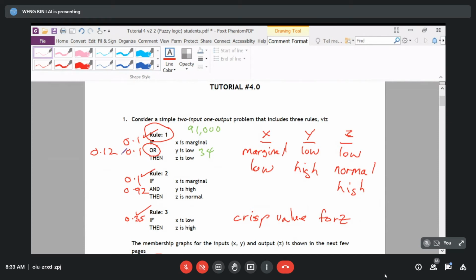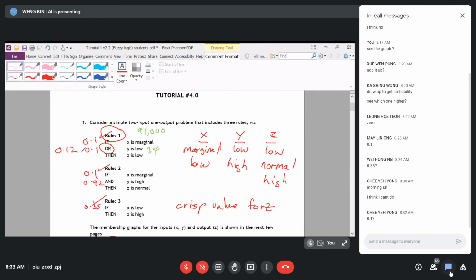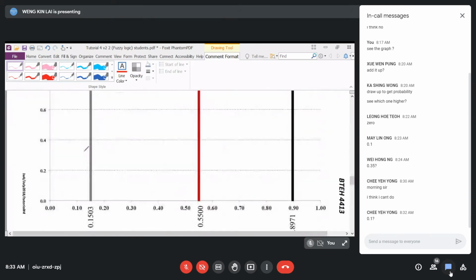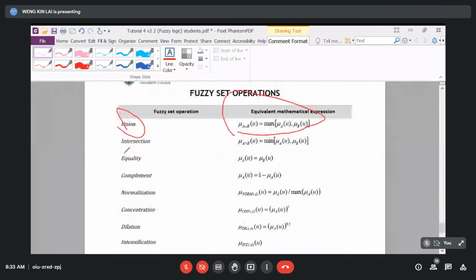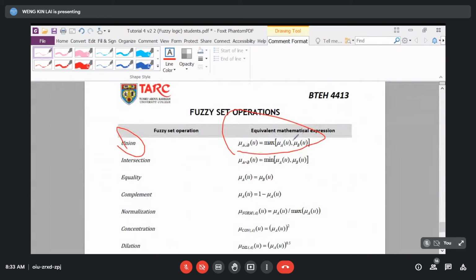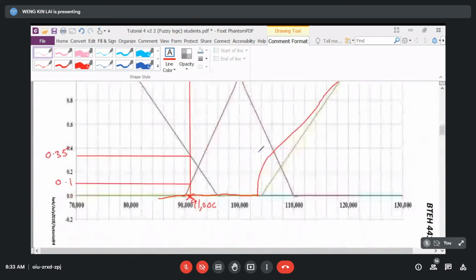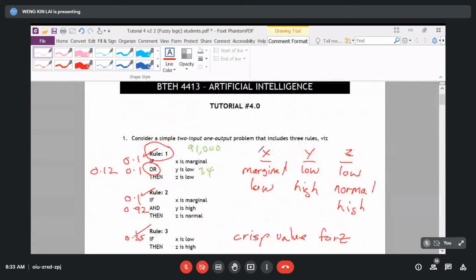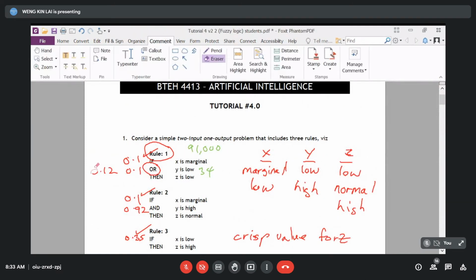So what would be the answer? Because both are 0.1, it doesn't show anything. So if it's 0.12, what do you think is the answer? The answer will be 0.12. You take the larger of the two, the maximum; you compare the two of them. So you get your 0.1. Both of them are 0.1, so Z will be 0.1, low.